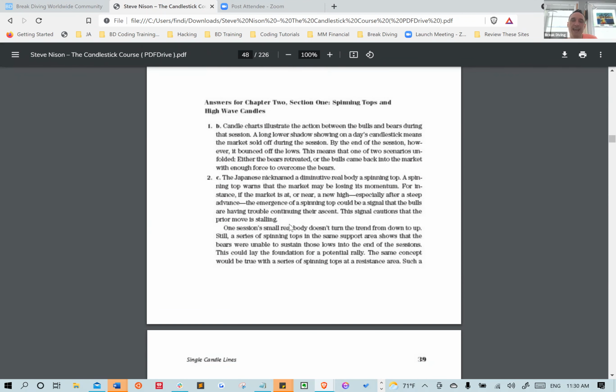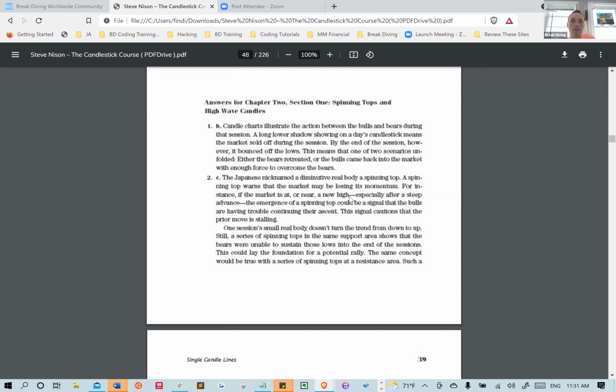You know what's great about these candlesticks? You actually learn to understand what's happening in the stock market with people. Right. I'm starting to picture these bulls and bears, what they're actually doing. Right. And you can look at the chart and see these two armies fighting and who's going to win. The Japanese nickname for a diminutive real body is a spinning top.